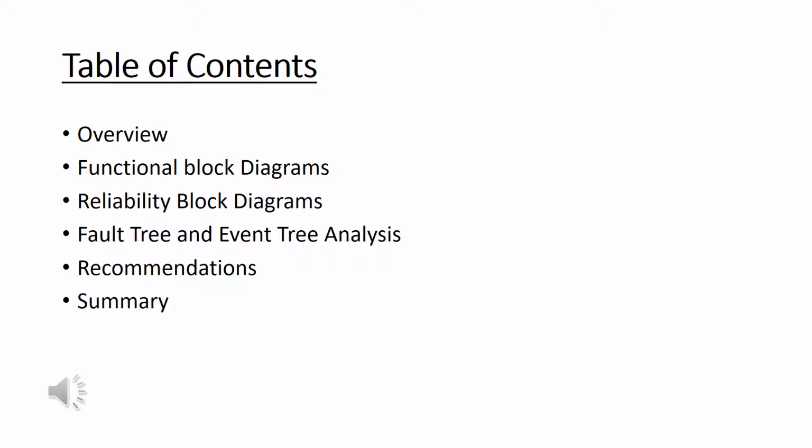Today we are going to cover an overview of the RBMK reactor, functional block diagrams, the reliability block diagrams, fault tree and event tree analysis for the core breach that occurred at Chernobyl in 1986, recommendations for how to improve the RBMK reactor, and a summary of our project.